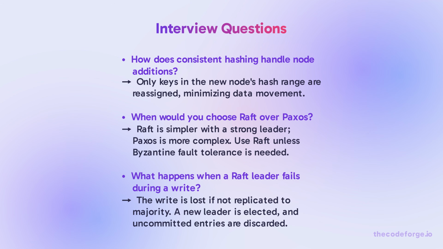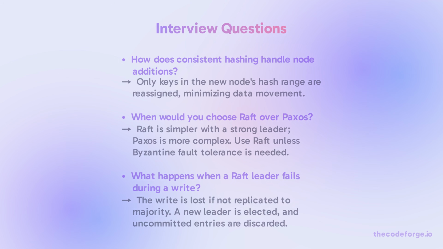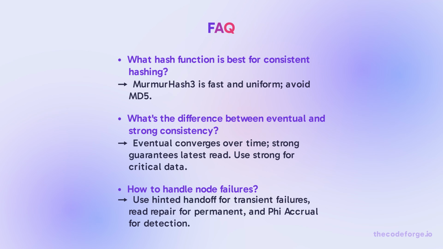What happens when a Raft leader fails during a write? The write is lost if not replicated to a majority. A new leader is elected, and uncommitted entries are discarded. And a few frequently asked questions.